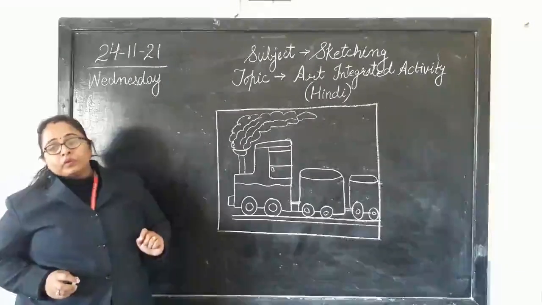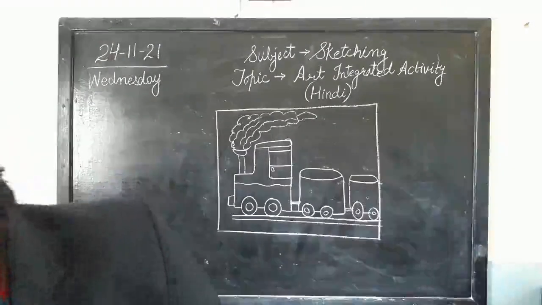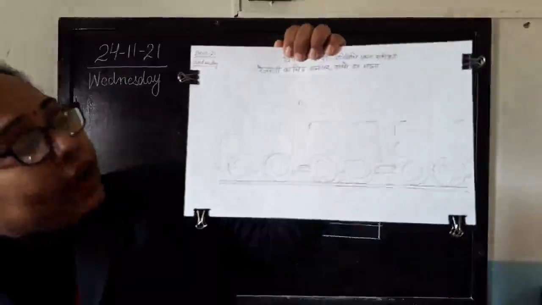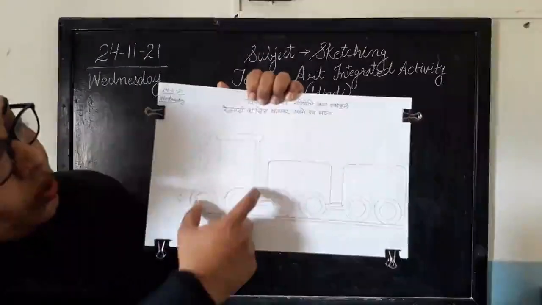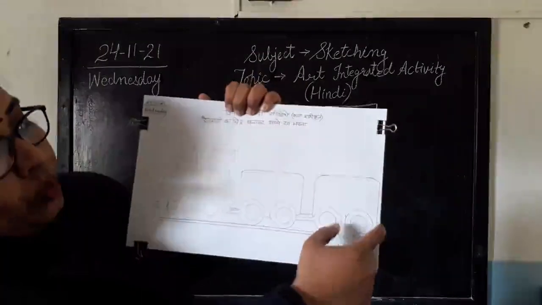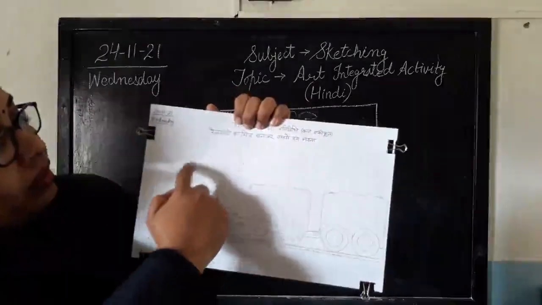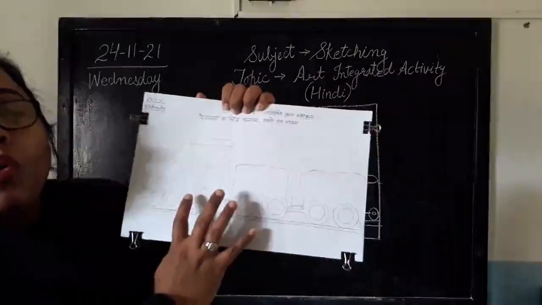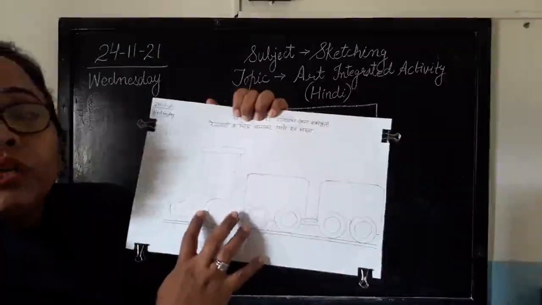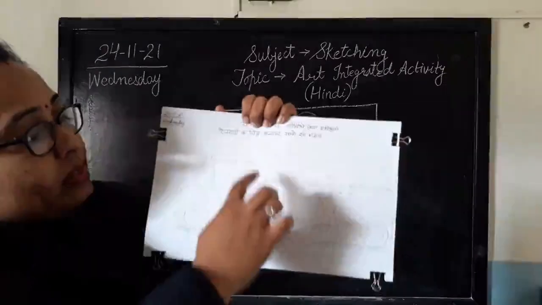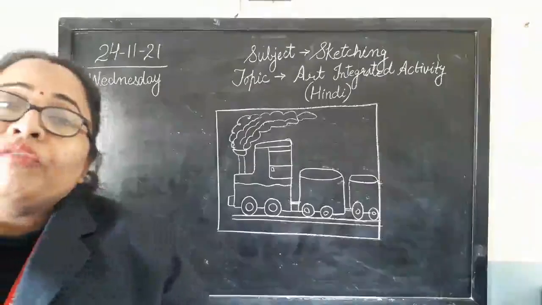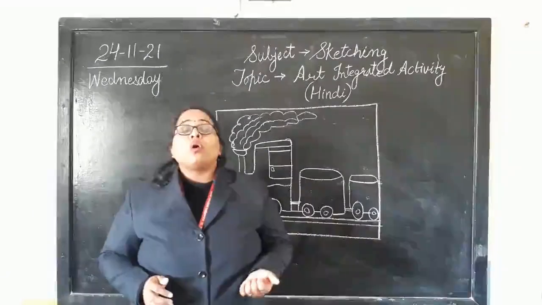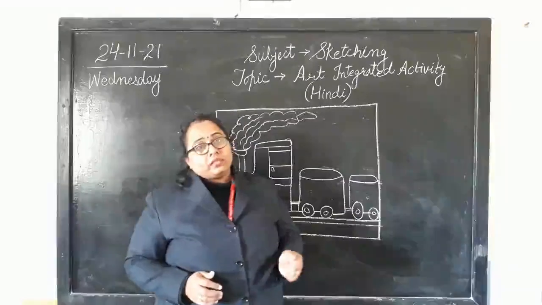Understood? You want me to show mine? I'll show you how I have drawn it. See here. Can you see this picture carefully? It's a train engine with some bogies attached and the smoke is coming out. After drawing this much, you are first going to use a black color sketch pen for the outlines. After drawing all the outlines, you need to color it using your crayons or oil pastel colors.